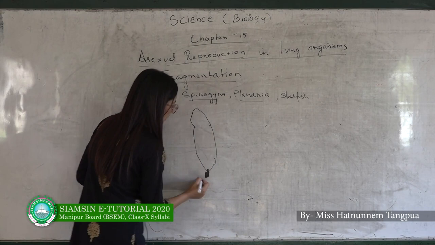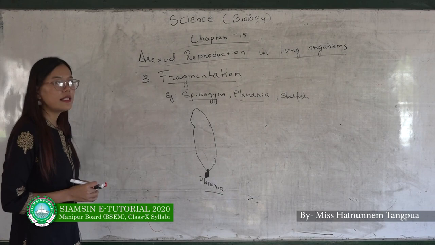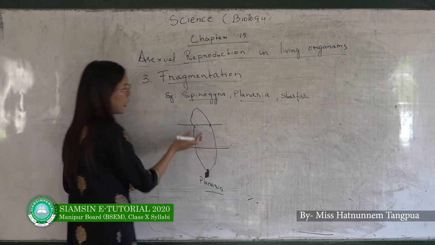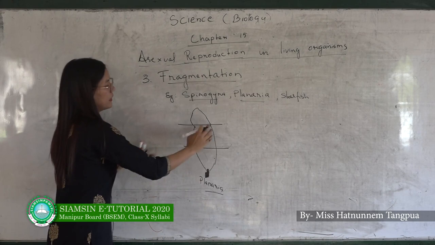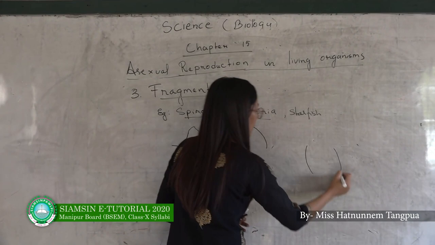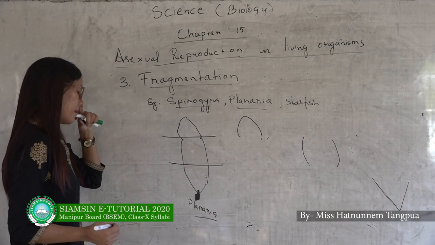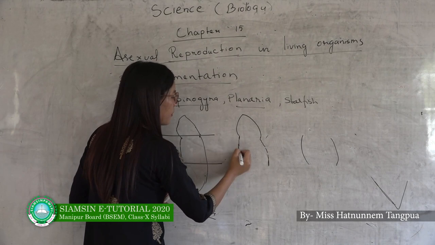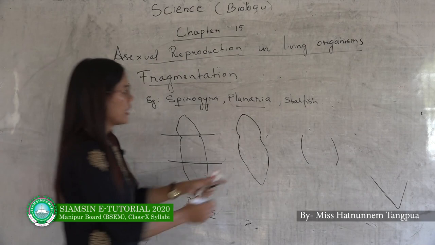Planaria. If it is accidentally or intentionally cut, the body of the planaria is cut into pieces. You cut this whole body into three fragments: first fragment, second fragment, third fragment. They have the ability to regenerate their body parts, and each will give rise to a new individual. Here a body part will regenerate its head part as well as its tail part.